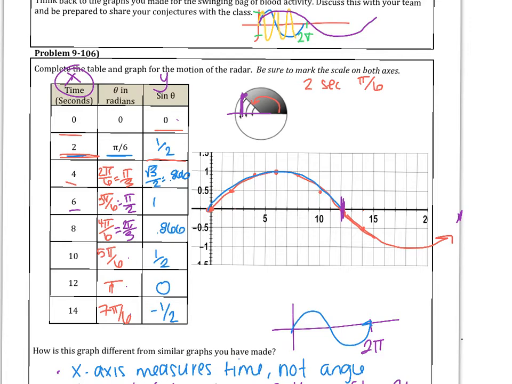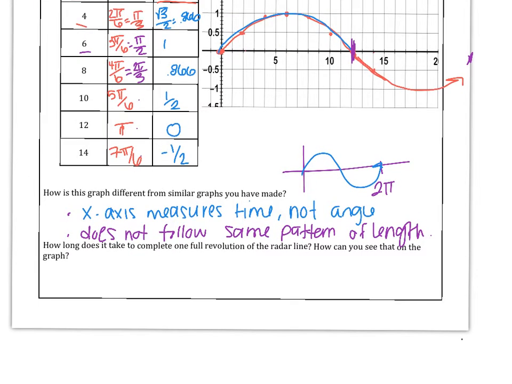So how long does it take to complete one full revolution? That would be 24 seconds. And we know that because we can just visually see that on the graph. It was halfway through at 12 seconds, which means it'll be completely through at 24 seconds. All right, let's turn the page over and answer a few more questions and get to the main focus of this problem.